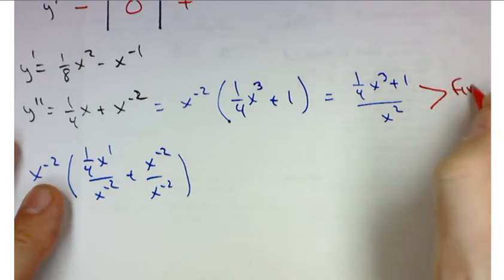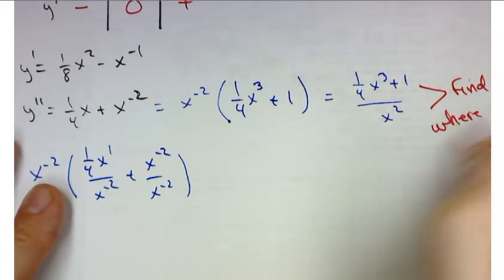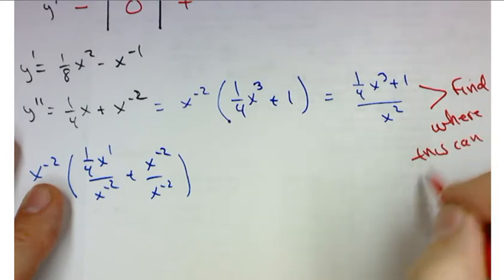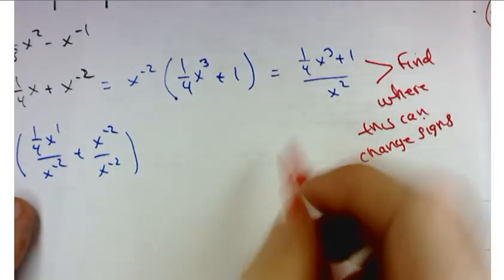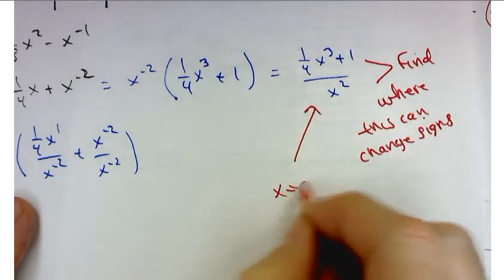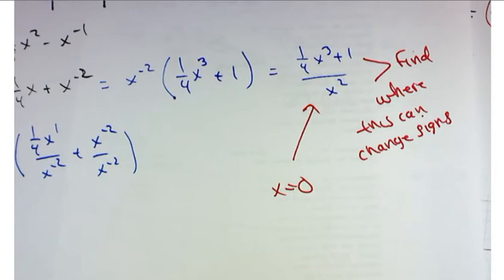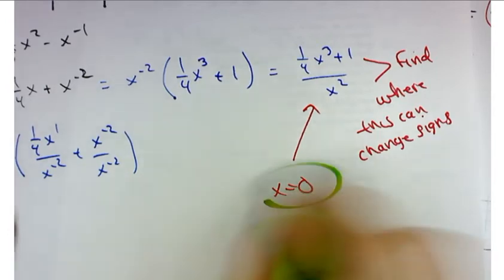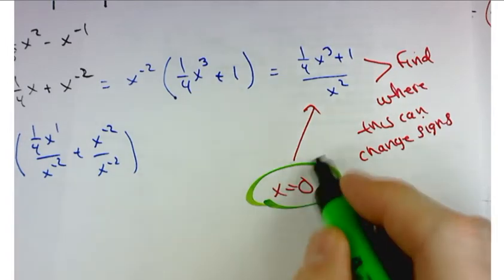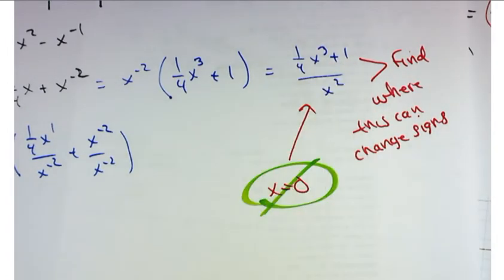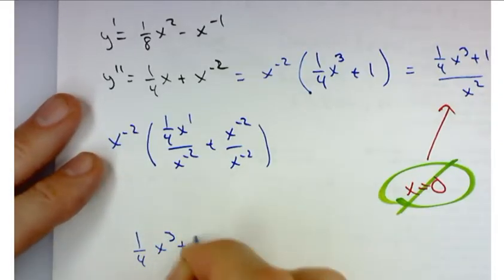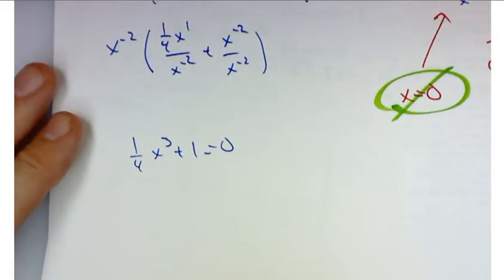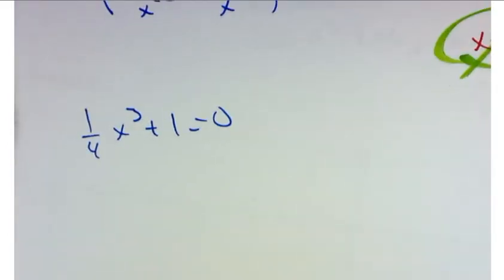But we still need to find where this can change signs. So x equals 0, that's 1 point, but like I said, it's outside our domain. There's nothing to the left of it, so we're going to throw that one out. This one gives us some more possibilities. So 1/4 x cubed plus 1 equals 0. And I'm going to go a little ways to solving this one. You tell me when I can stop.